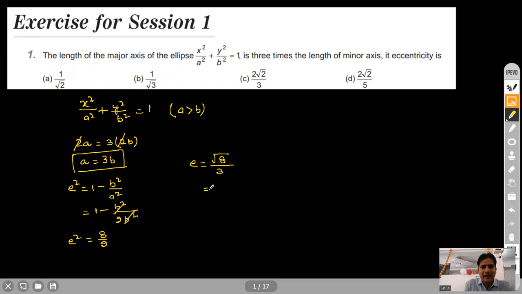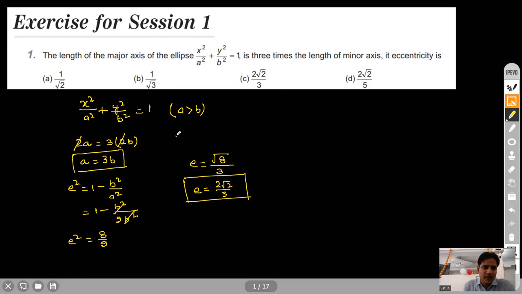Okay, root 8, we can write it as 2 root 2 upon 3. Okay, it cannot be negative because the eccentricity is the ratio of distance, right? It's the ratio of the distance. So, eccentricity cannot be negative. So, this will be our answer.